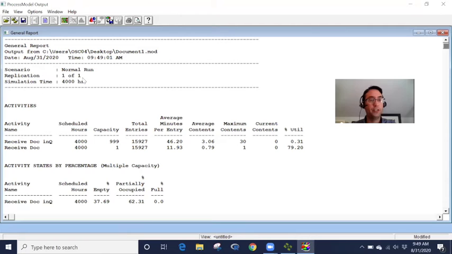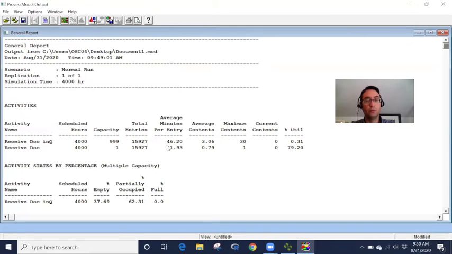So you have here just telling what kind of, where the file was saved, and they have receive doc in queue and receive doc. So receive doc is the process tab of receiving document, and in queue is the queue before it, right? Remember, we have a queue and they have a process. So it tells the capacity, how many entities get in. So in this case, how many X-rays got in. What is the average time per entry? So on average, an X-ray was there for 46 minutes.